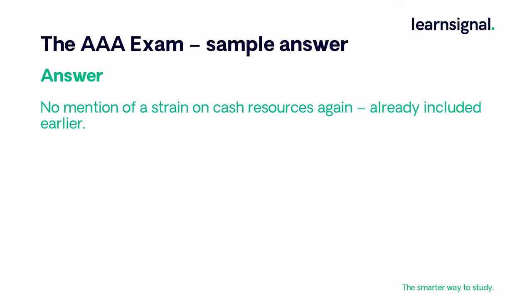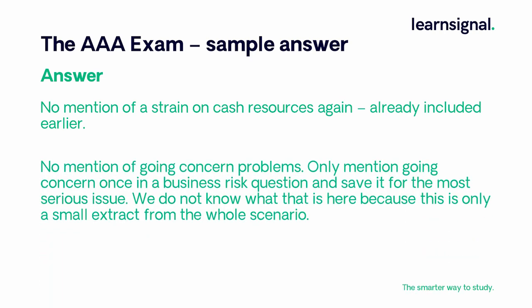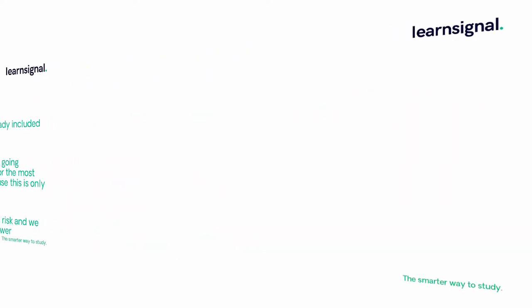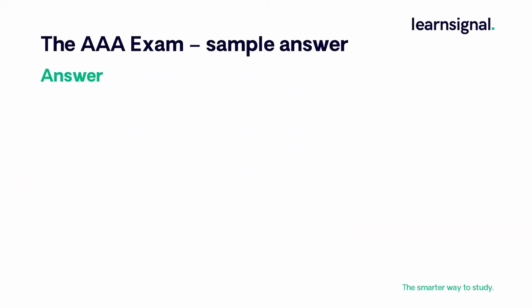Notice also how I've not talked about a strain on cash resources again. I did this in the first point, so I don't really need to repeat it again. I have not said that the issue leads to going concern problems. It may well be the case that the going concern is threatened, but only mention going concern once in a business risk question and save it for the most serious issue. We do not know what that is here because there's only a small extract from the whole scenario. But just remember that going concern is not always threatened by business risk, and we do not want too much repetition.